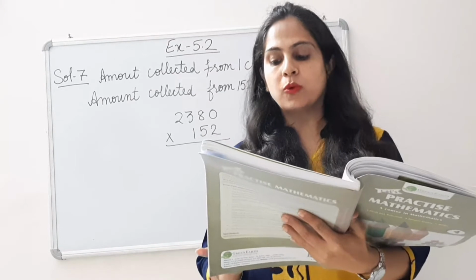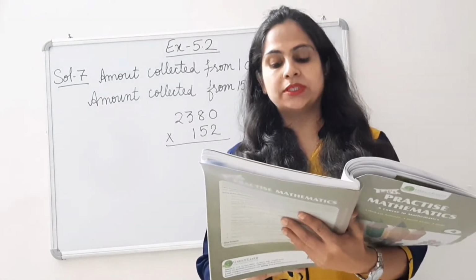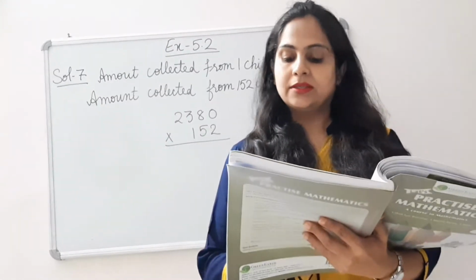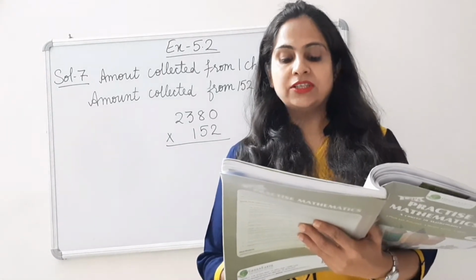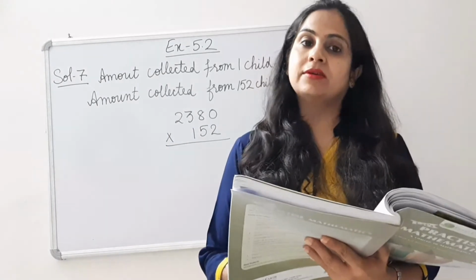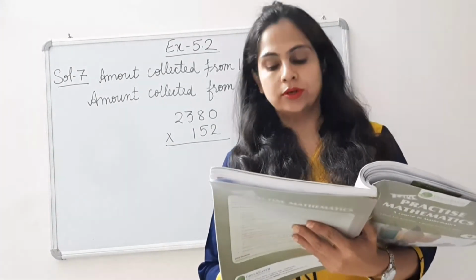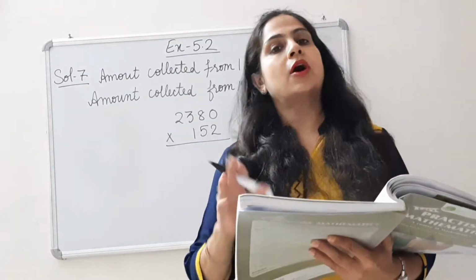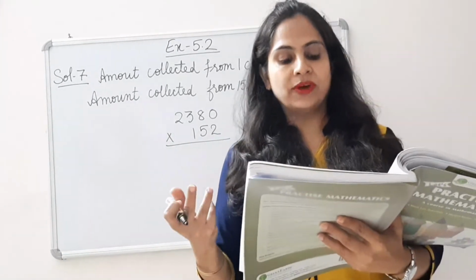Question number 7 is, for an excursion, every child was asked to pay rupees 2,380. What amount was collected by the school if 152 students agreed to go? See, in this question, it is given that one child has to pay 2,380 if they are interested in going to the excursion. Excursion means any tour. So 152 students are interested to go. So how much amount will the school collect?